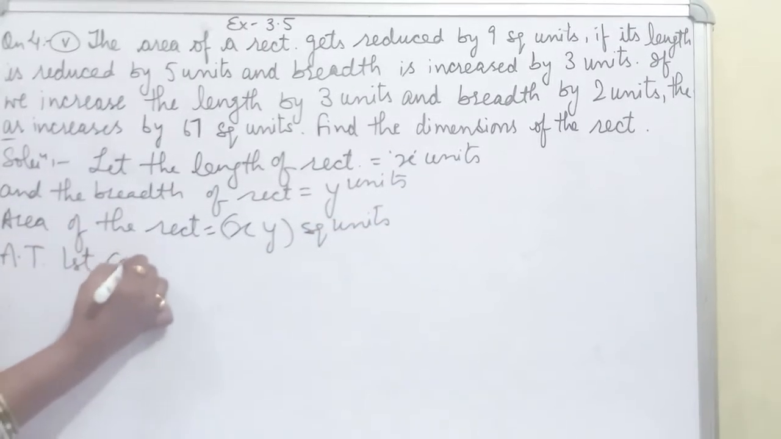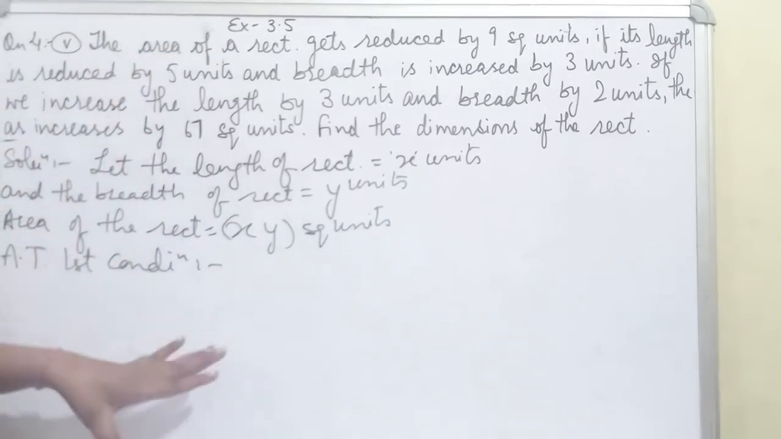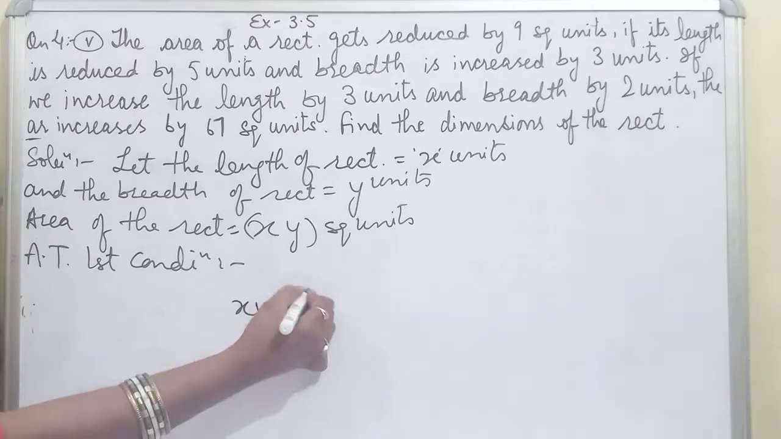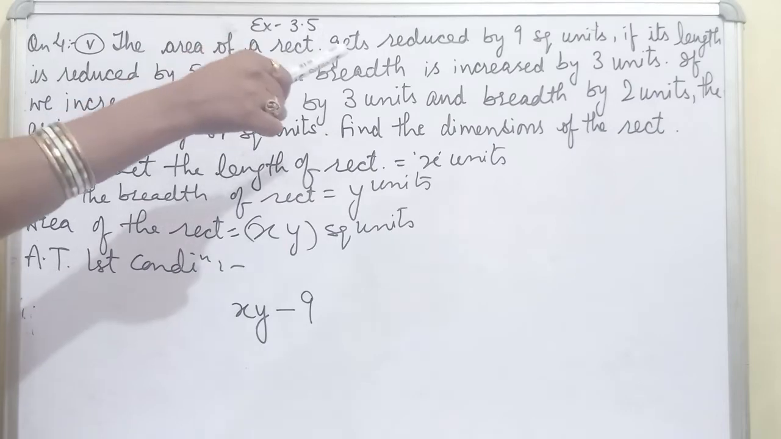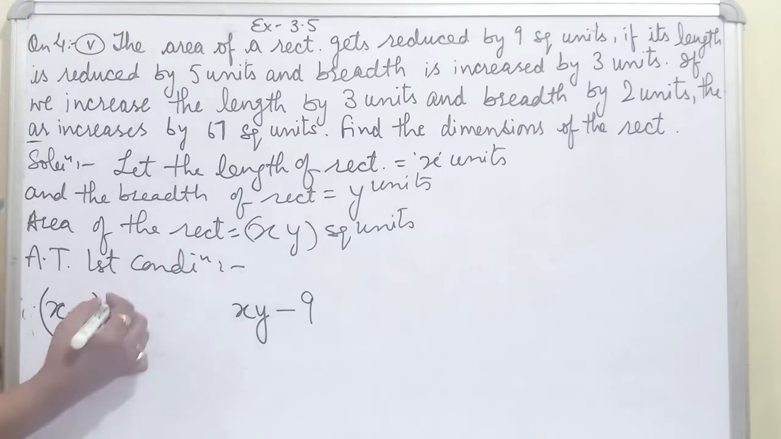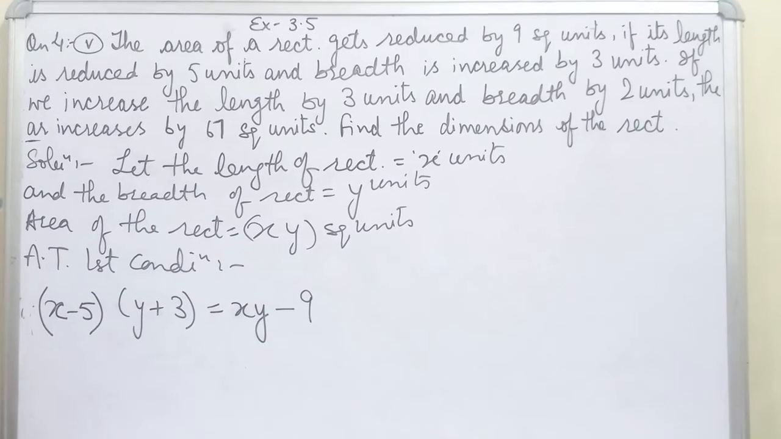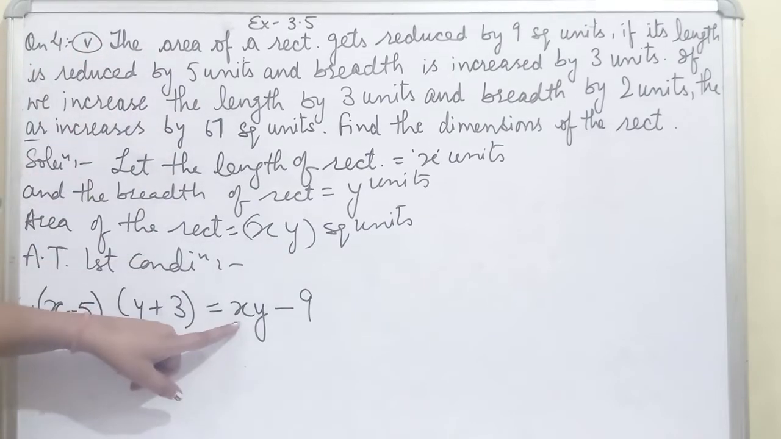Now apply the first condition. The first condition is saying that area gets reduced by 9. That means if area is xy, it gets reduced, so minus 9. It gets reduced when the length is reduced by 5. That means this is the length, x minus 5, and breadth is increased by 3, that means y plus 3. So this is the first condition.